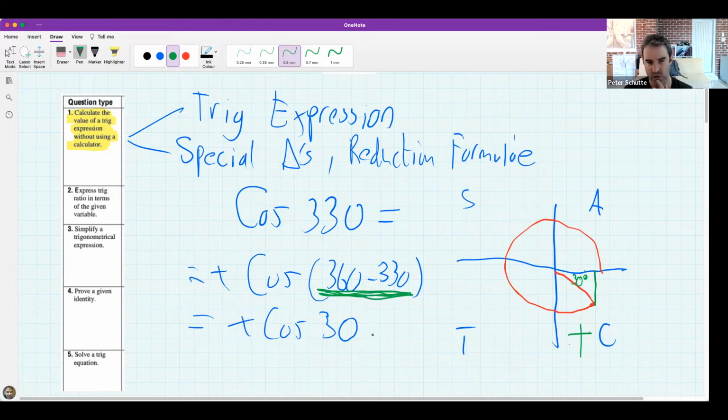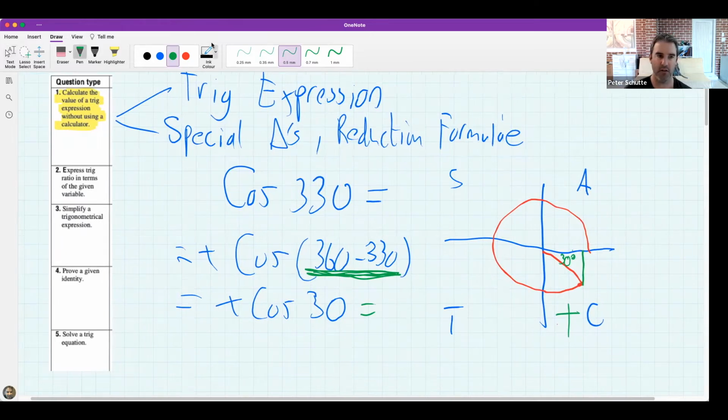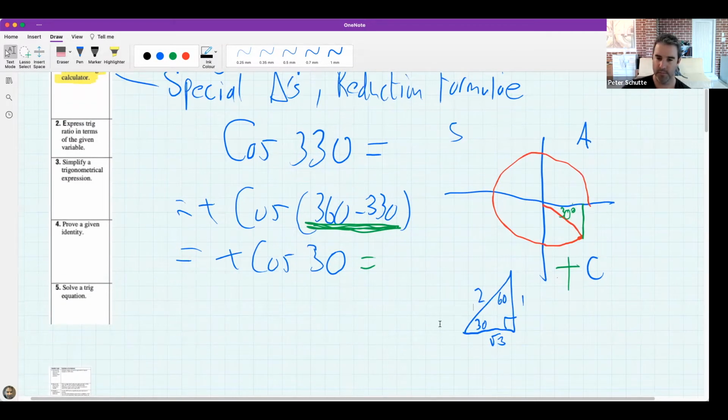Now I want to evaluate that to a value. And we have to use what's called special triangles. The special triangle that you kind of have to memorize is going to be this one. And it is going to be that. So using that special triangle and no calculators allowed, what is the value of the cos of 30?